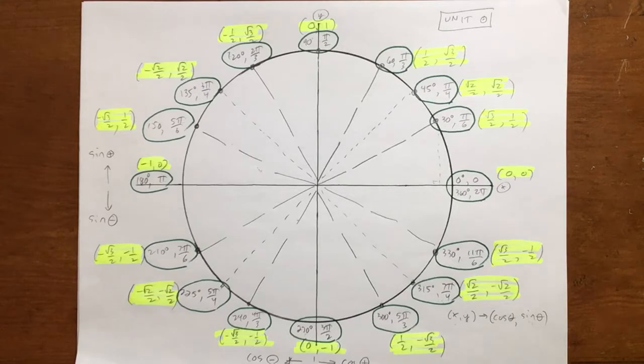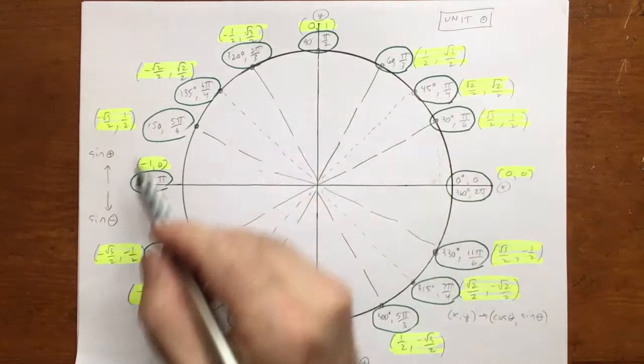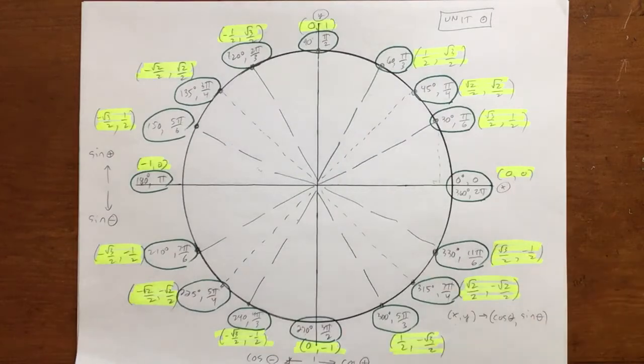Okay, so I gave you an assignment to try to fill in the unit circle entirely. There are all the angle measures circled in green, and we have the ordered pairs, but remember, the x-coordinate is the cosine, the y-coordinate is the sine for each of these. And so I'm going to ask you some questions now.